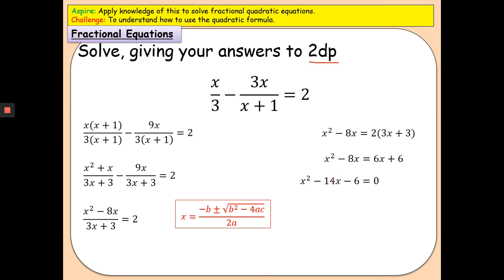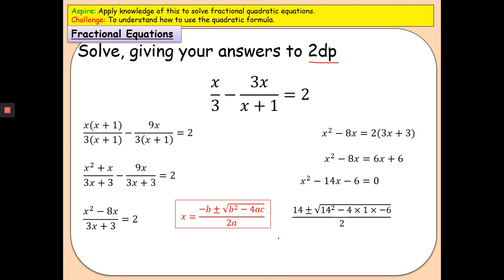What I've done then is because my b is minus 14, when I put minus 14 into there, I've just written positive 14 because a minus and a minus is a positive. And then when you do b squared, minus 14 squared, because a minus and a minus is positive, it's the same as 14 squared. So that's why I've written it like that. Then I've got minus 4 times by a, which is 1, times by c, which is minus 6. And then on the bottom, I've got 2 times by a, well, a was 1, so that's just 2.